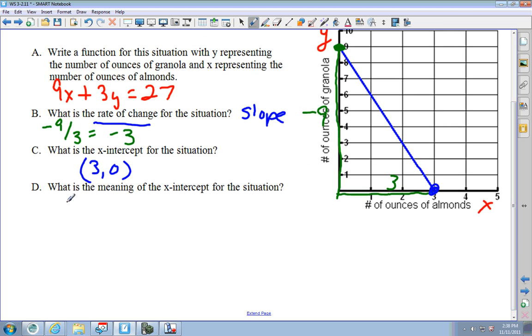X is the number of almonds. It means 3 ounces of almonds and 0 ounces of granola.